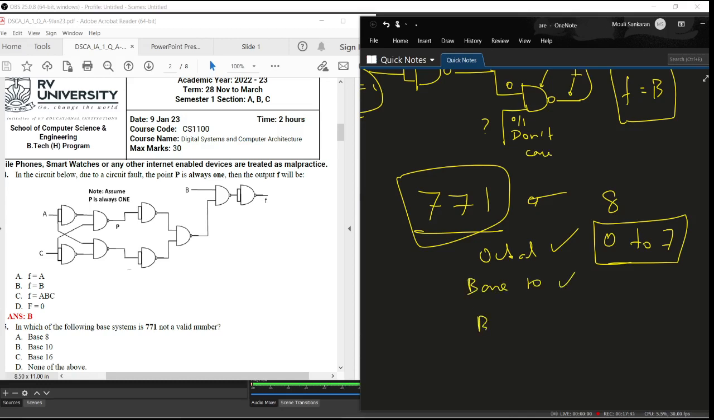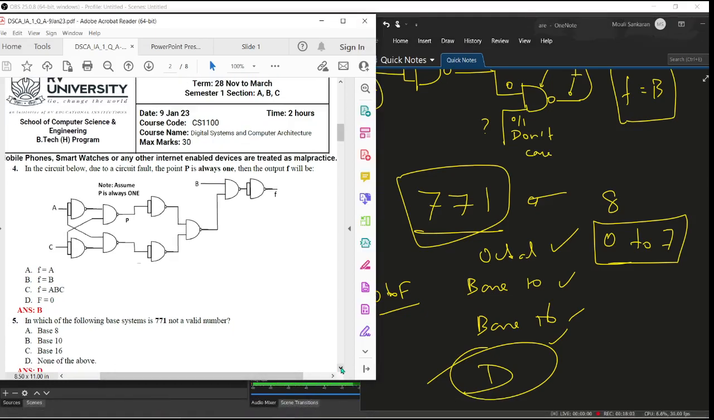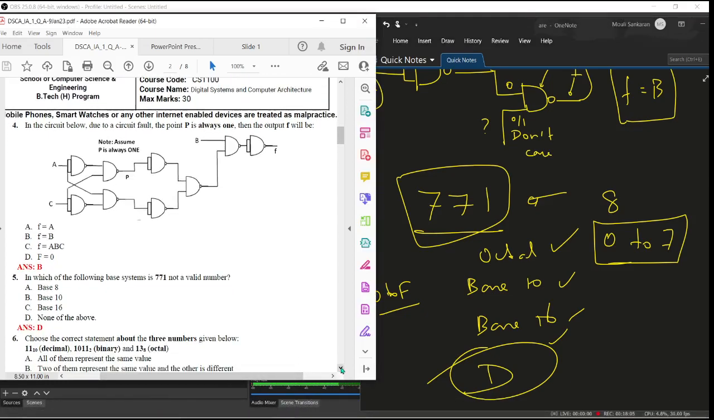What about base 16? Base 16 is much more than this. We go from 0 to F, so 771 is correct in base 16 also. So none of them happens to be invalid. Now none of the above is a correct option. So D is the correct option for question number 5.